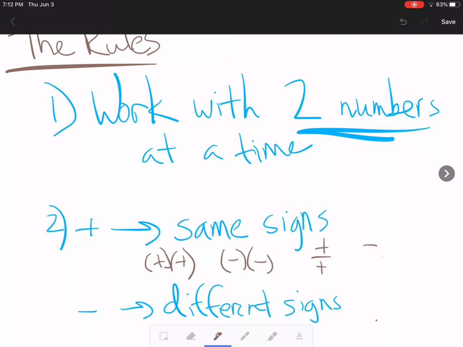In this video, we're going to talk about multiplying and dividing rational numbers. So really quickly, let's start off by going over the rules.